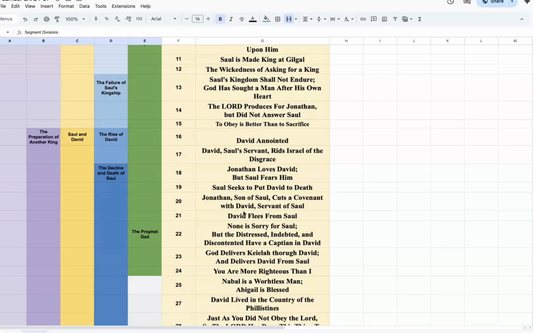He didn't wipe out the Amalekites as he was told to, and he kept some of the spoil and things like that, and it kind of went downhill from there. He just kind of kept making these different choices. So we saw pretty early on his kingdom wasn't going to endure. So God has sought a man after his own heart, which we found out is David.